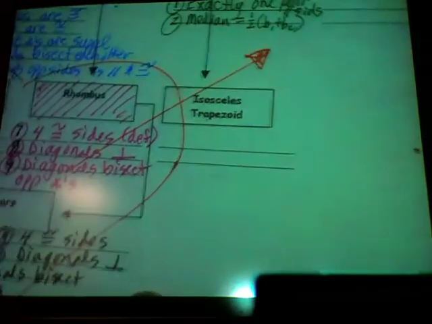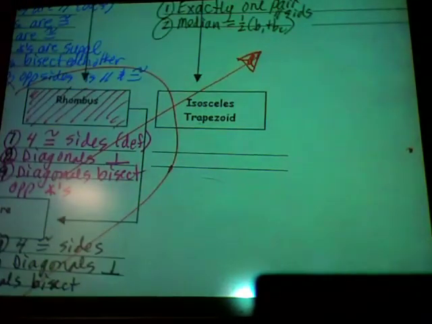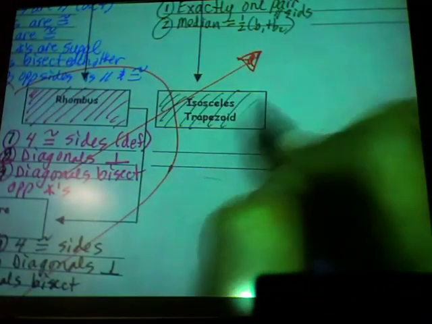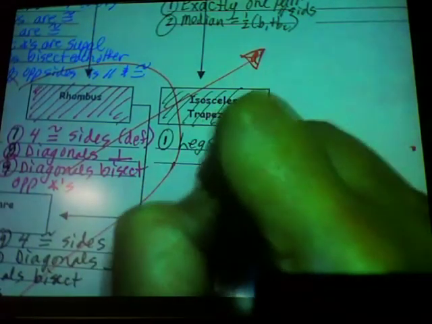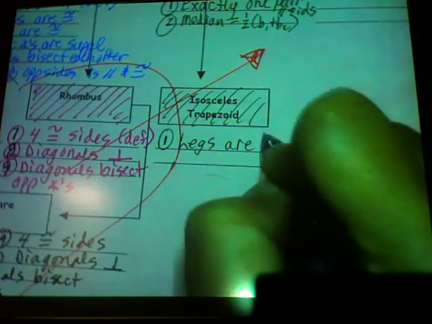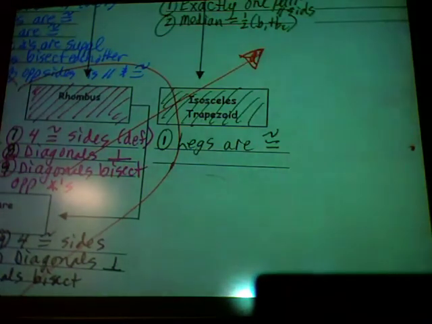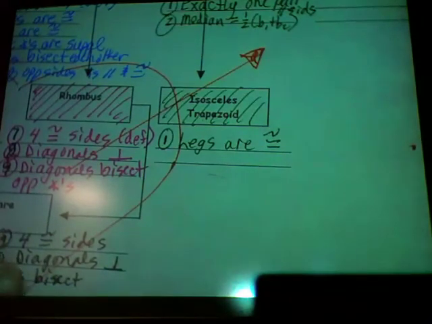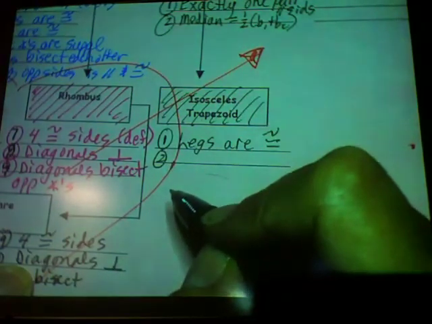Then our isosceles trapezoid, what makes it different than a regular trapezoid? It's what? The legs are congruent. That's what makes it distinctly different. And when the legs become congruent, what happens? What happens? There's two things that actually happen.